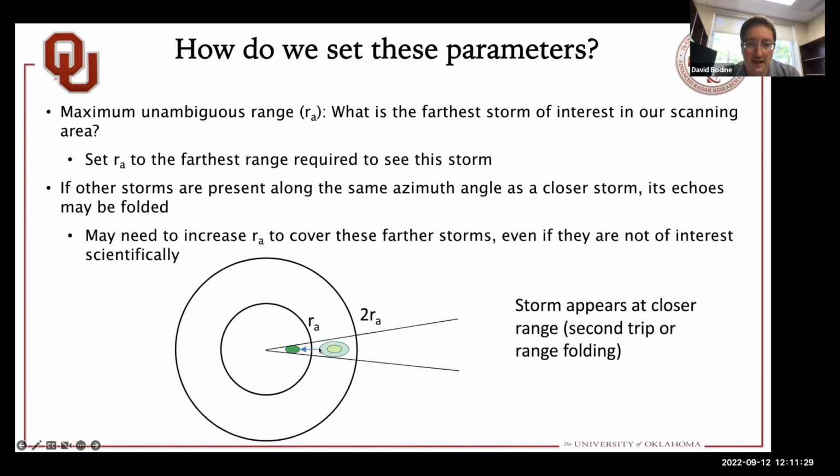And this could be problematic. Let's say we actually have a storm here and there's another storm located farther. In that case, you'd have the storm's echoes being overlaid from this far storm with this close storm. So you get contaminated data.